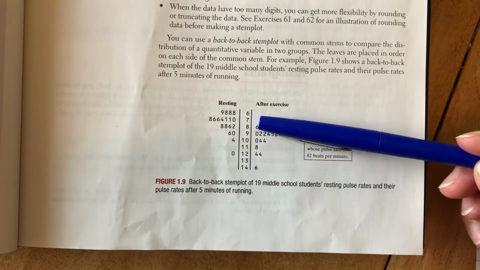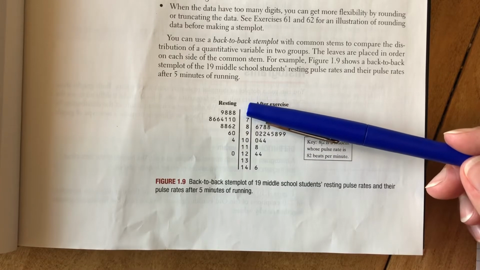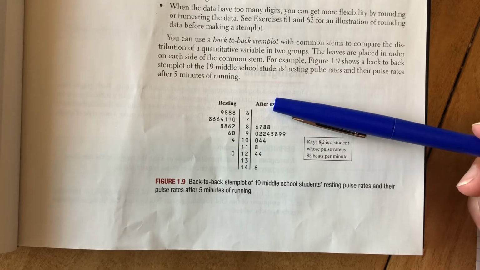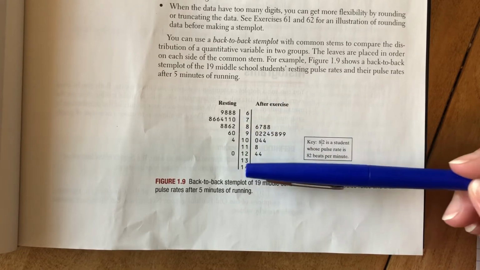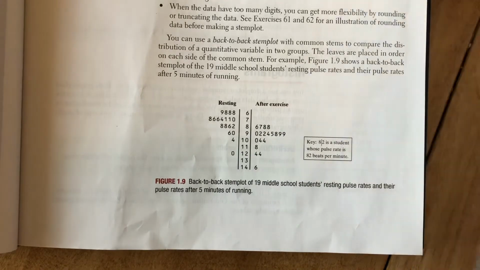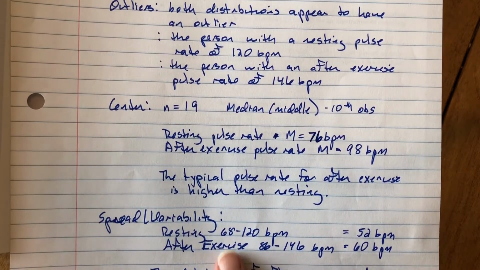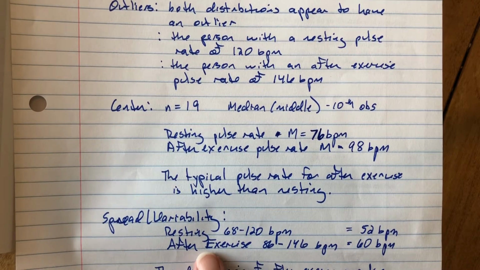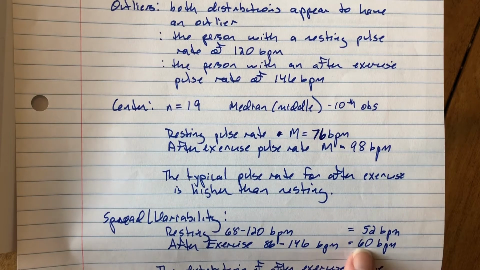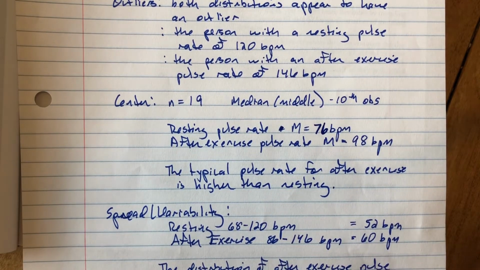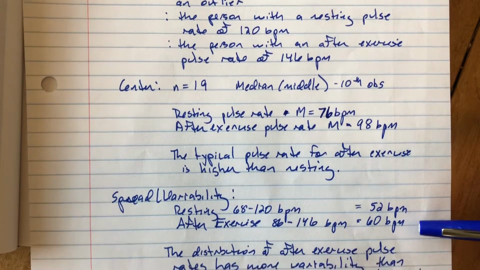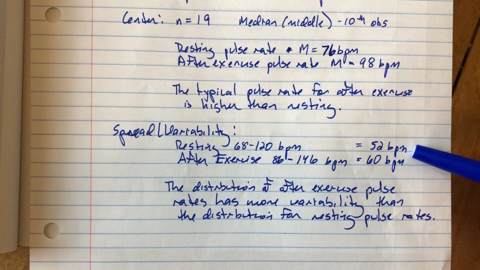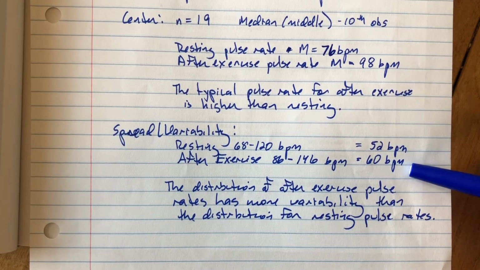Okay, the last thing is the last S, for spread or variability. So let's see. The resting pulse rates vary from 68 to 120, and the after exercise pulse rates vary from 86 to 146. I did a little calculation here. For the resting, from 68 to 120, that's a difference of 52 beats per minute, and the after exercise, from 86 to 146, is a difference of 60. So they're not too different, but clearly the distribution of after exercise pulse rates has more variability than the distribution of resting pulse rates, simply because that difference is greater.